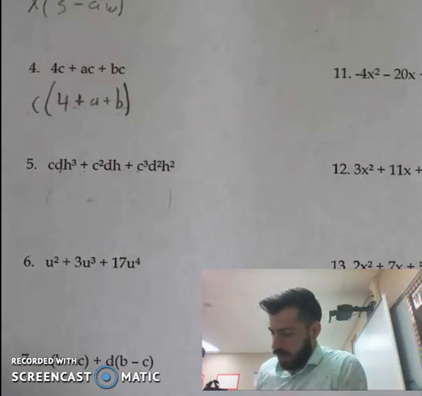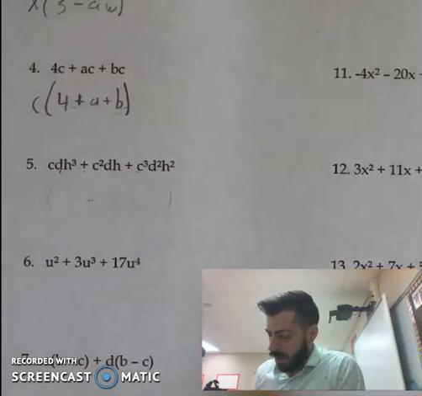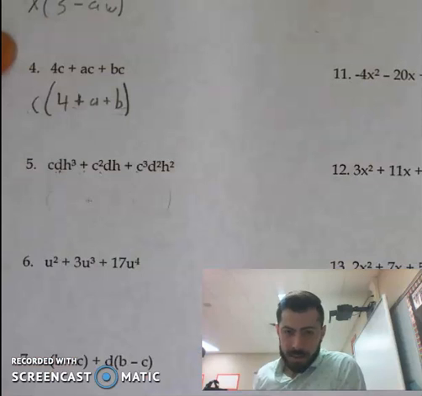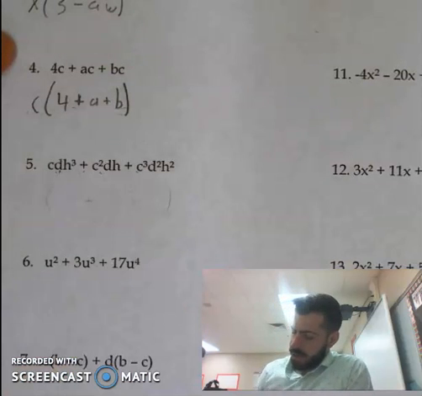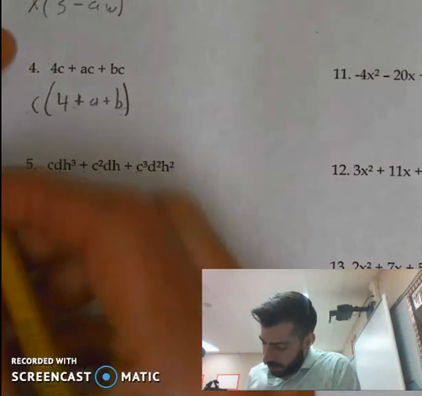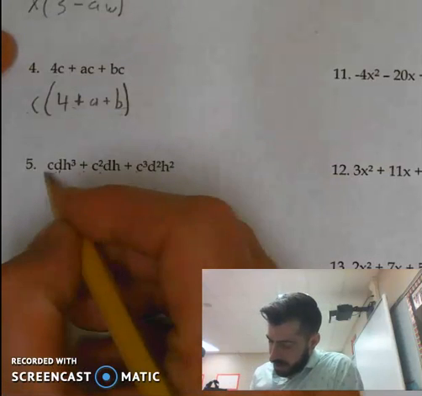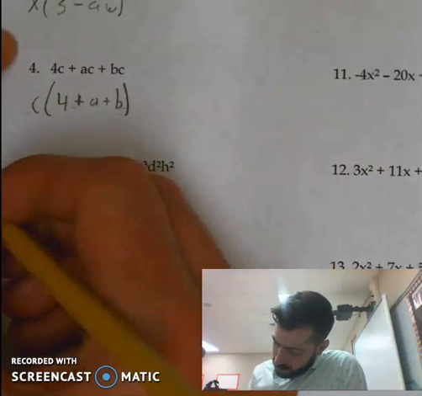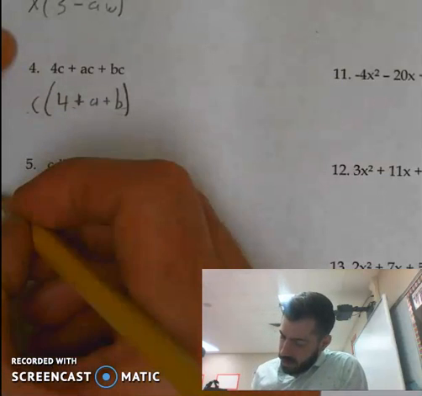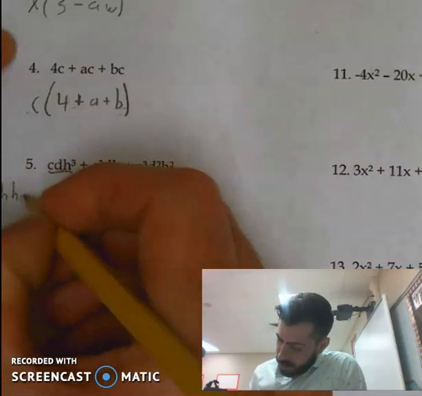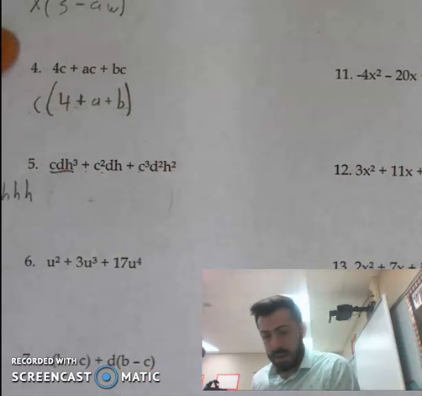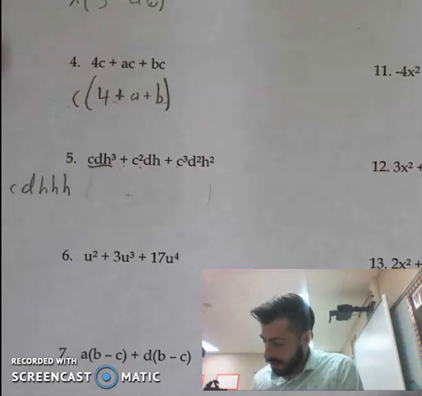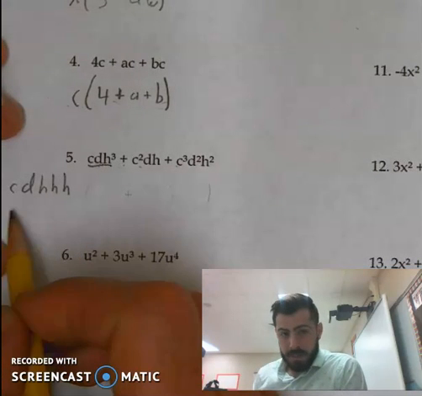But I just want you to see exactly what's going on. So on number 5, I'm going to expand each of these three terms into each letter so that there's no exponents. This first term, we can rewrite this c d h cubed as c times d times h times h times h. So we can rewrite the first term like this.